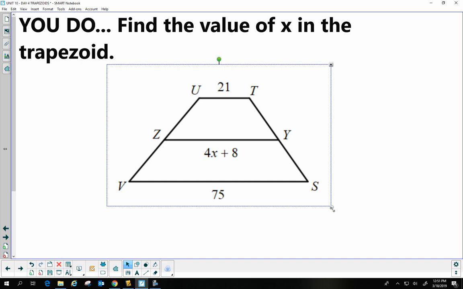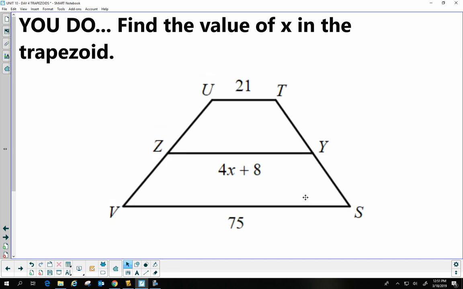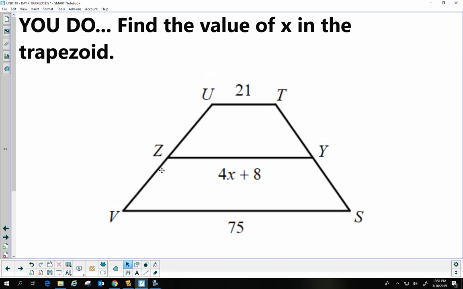So I want you to try one on your own before class. Let me make it a little bit bigger. I want you to find x here, given this mid-segment.